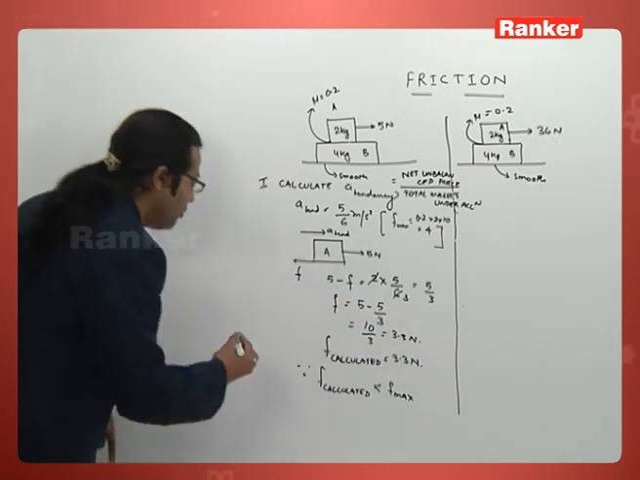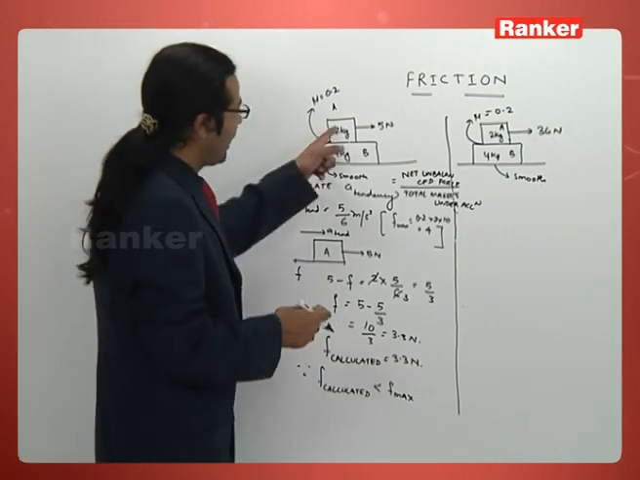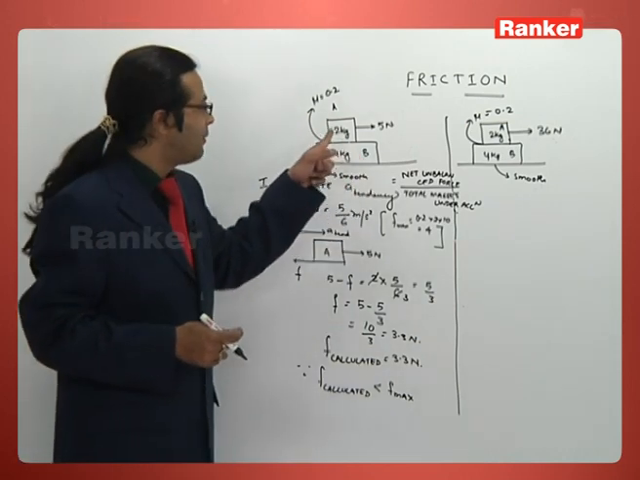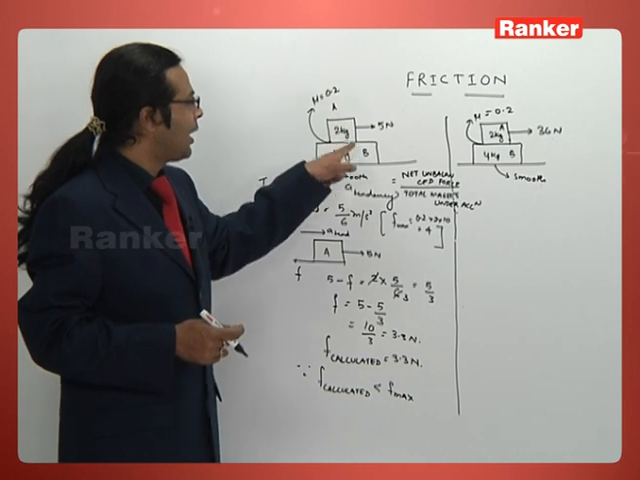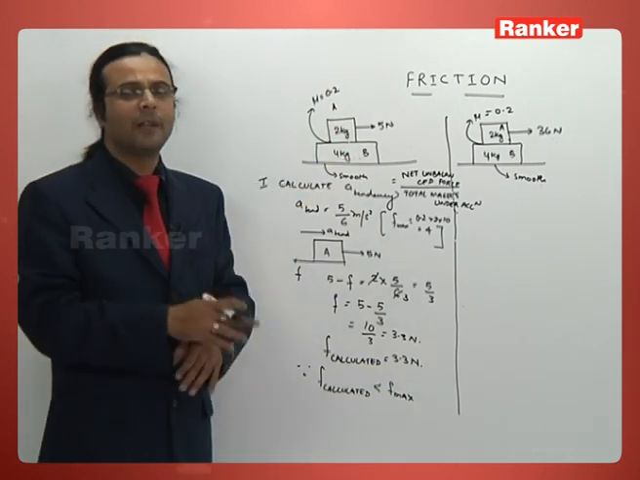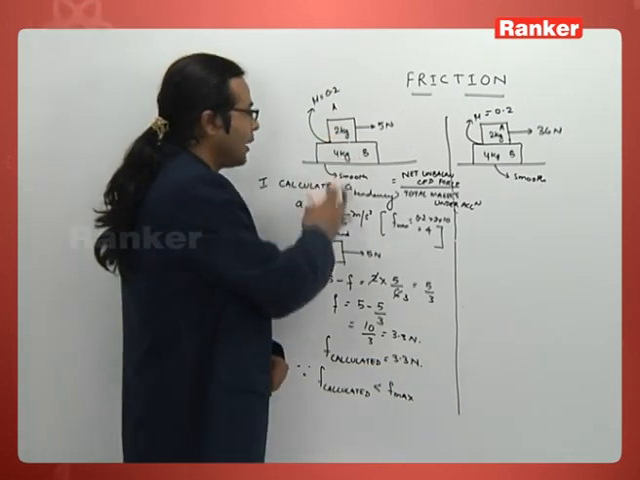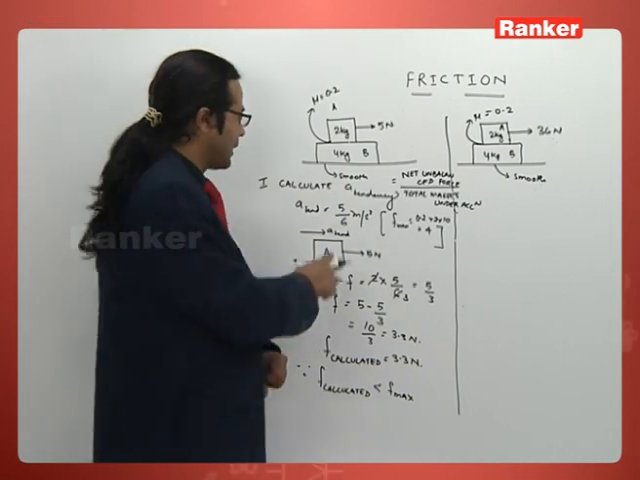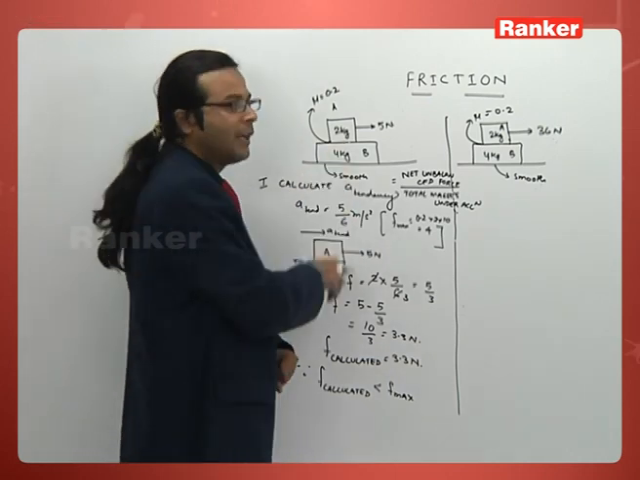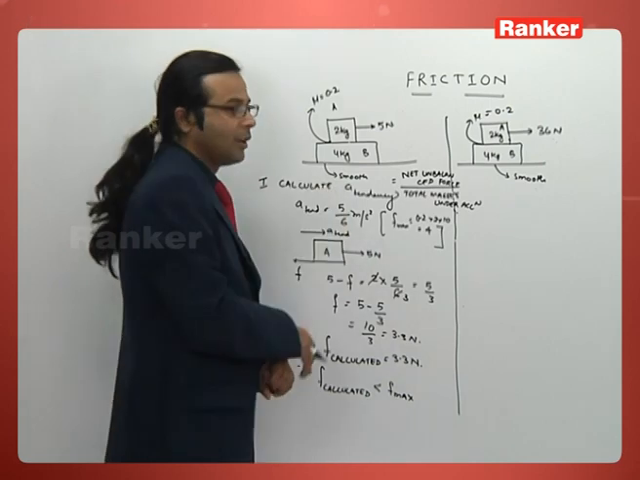So if I ask you whether this block A and block B will have different accelerations, they will not have any different acceleration. They will move together as one block with an acceleration 5 by 6. Relative acceleration will be 0.